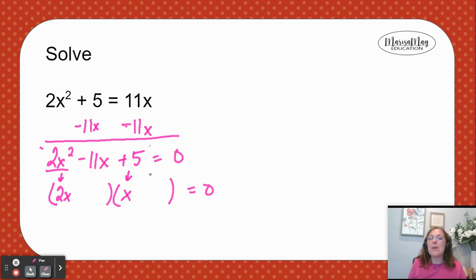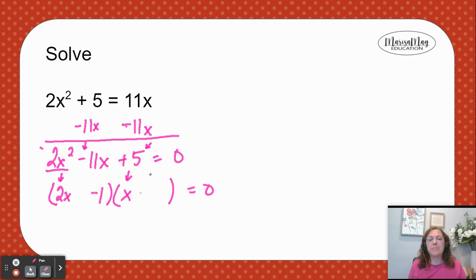Our next step, we have to think about what would multiply to give me positive 5, but is going to add to give me a negative number. So what's going to multiply to give me positive 5, but when I add them together, I get a negative number? You're probably thinking -1, -5. You would be correct.